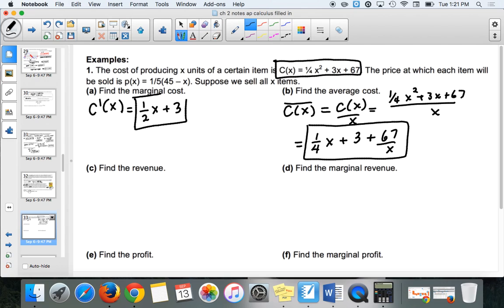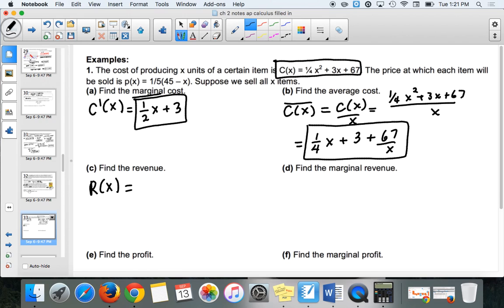Revenue. Revenue is the total amount of money you're taking in. Now, I didn't tell you the total revenue, right? I told you the price per item. So let's think about it. If the price per item was $10 and I sold 50 items, I'd make $500. Does that make sense? That would be my revenue.